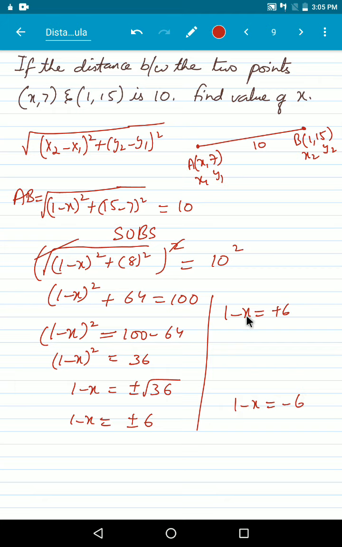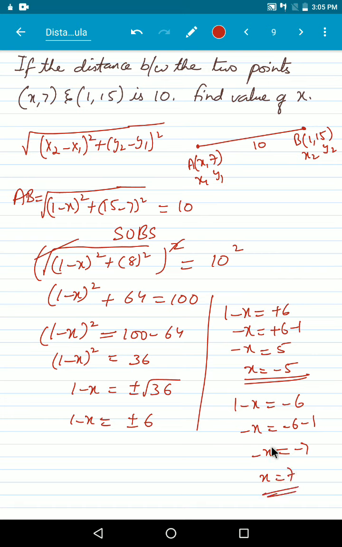Okay. Now from here find the value of x. Minus x is plus 6 minus 1. This one we sent to the other side. So minus x is 5. We can say x is minus 5. And here send 1 to the other side. Minus 6 minus 1. So minus x is equal to minus 7. Minus minus will get cancelled. x is equal to 7. Two values are correct. Okay. So x here can be 7 or it can be minus 5 also. Okay, this is the answer.